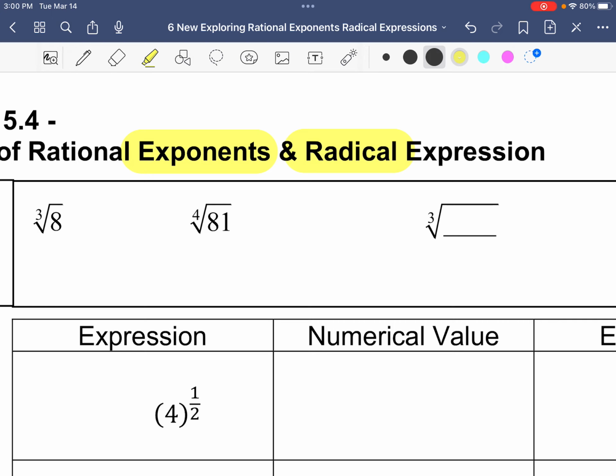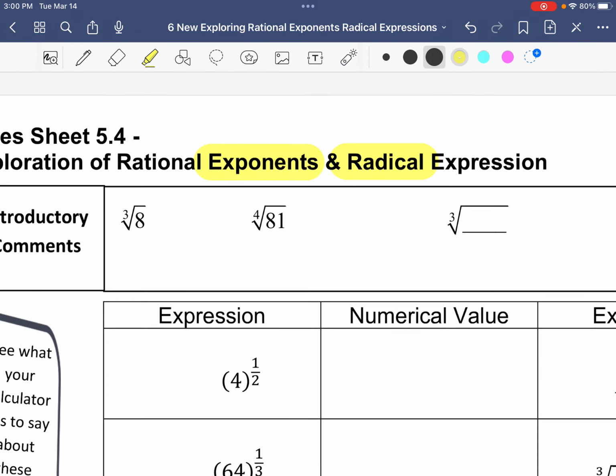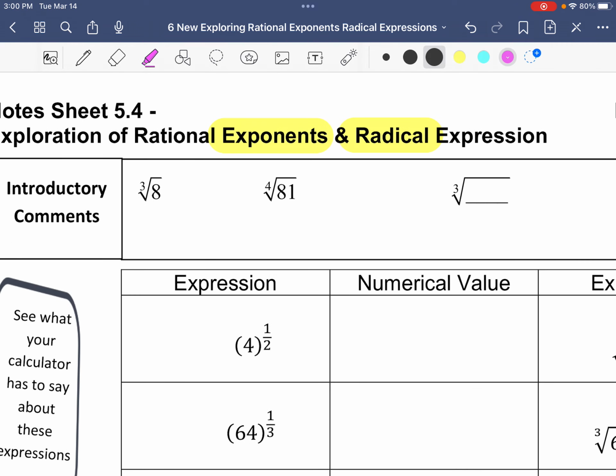Here's the deal. They are connected. Exponents and radicals, they definitely go together. I also use the word rational exponent. Perhaps you're wondering, what's a rational exponent? Well, that means it's going to be a fraction exponent. Now, we've got some new stuff to talk about, but don't worry, we'll figure it out.